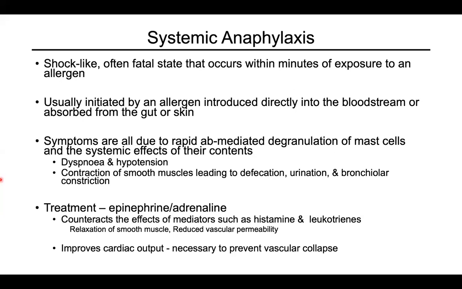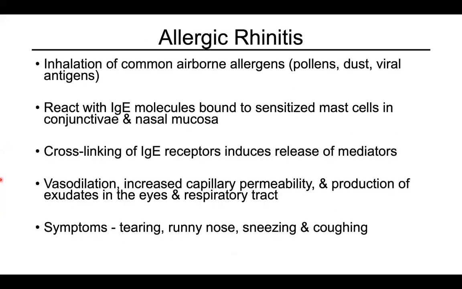And so the mediators are the ones that are responsible for these systemic effects: the dyspnea, hypotension, and contraction of smooth muscles. In the GIT, that would cause defecation. In the GUT would cause urination and so forth. And in the airways would cause bronchiolar constriction that causes wheezing. Treatment is usually with epinephrine, which will counteract the effects of the mediators, causing relaxation of the contracted smooth muscle or reducing the vascular permeability and improving the cardiac output because you want to correct the shock or the vascular collapse.